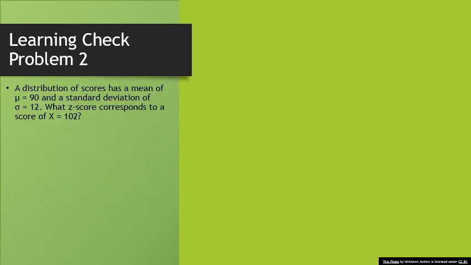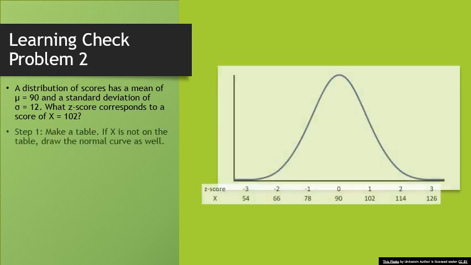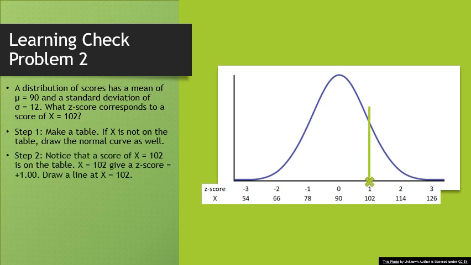Learning check problem 2. Pause the video, solve the problem. So a distribution of scores has a mean of 90 and a standard deviation of 12. What z-score corresponds to a score of x equals 102? Draw your table, draw the chart, fill it all in. I would go ahead and draw the normal curve. You're going to notice 102 is on the table, so you don't have to.